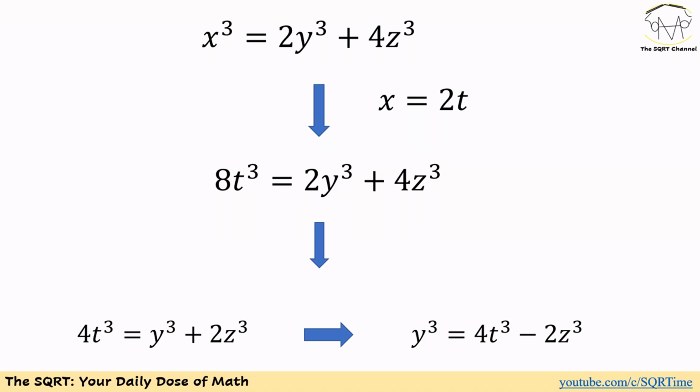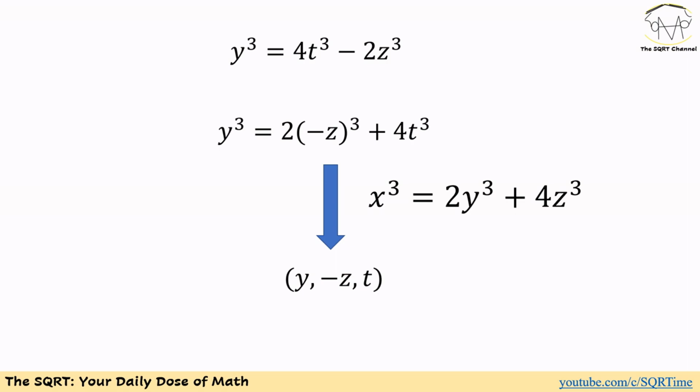If we replace x with 2t, then we will have 8t cubed is equal to 2 times y cubed plus 4 times z cubed. And let's divide both sides of this equation by 2. Then we will have 4t cubed is equal to y cubed plus 2 times z cubed. And if we rearrange the equation a little bit, we will end up with y cubed is equal to 4t cubed minus 2z cubed.